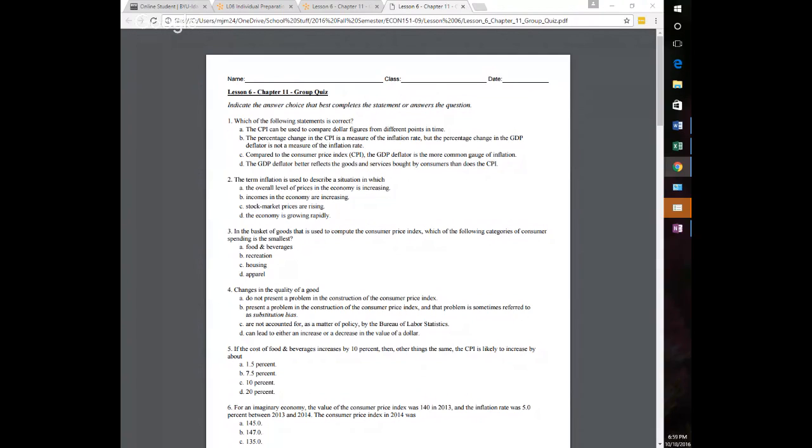Which of the following is the correct formula for calculating the consumer price index? And out of the book, I got B. Yeah, that's what I got too. Yep. Okay.